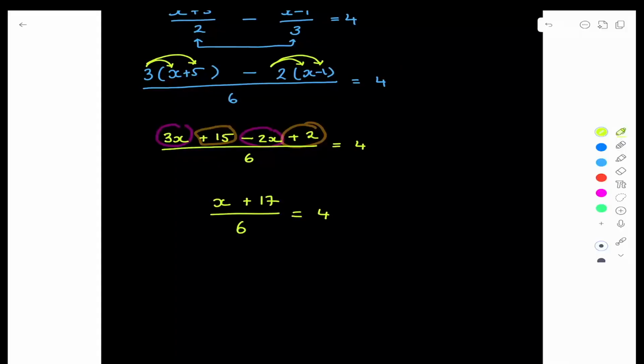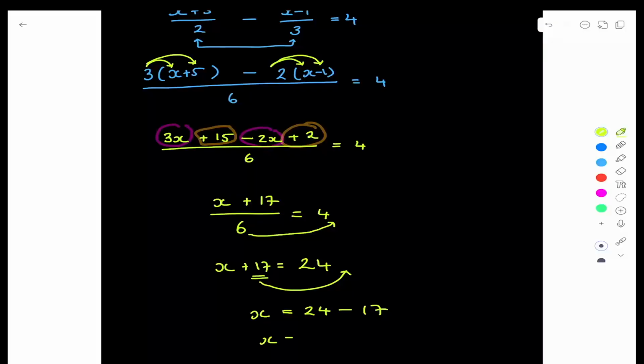Okay, super simple now. Let's bring the 6 across. It is a divide on the left hand side, so when you bring it to the right, it becomes a multiply. x + 17 is 6 times 4, which is 24. And then my final step, we want to get rid of this positive 17. So we bring it across, and it becomes take. So you have x is 24 take 17, and 24 take 17 is 7.